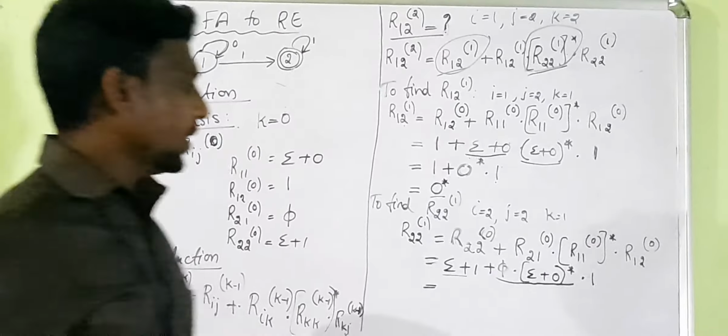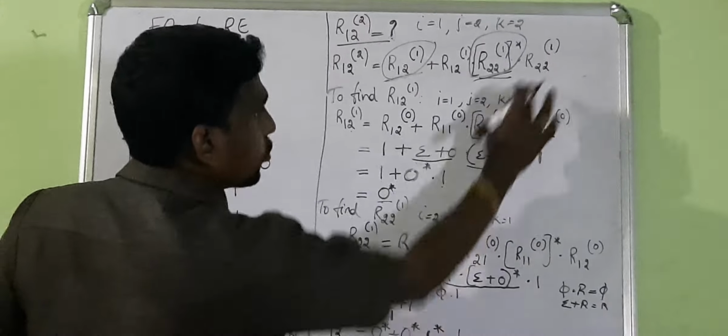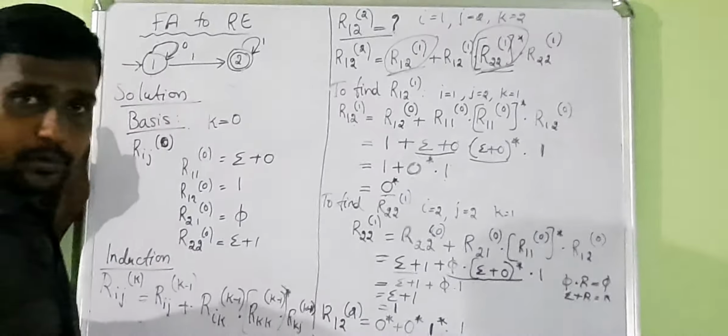Okay, r12 power 2 is equal to what is r12 power 1? That is 0 star. So 0 star plus r12 power 1, again 0 star. Okay, plus 0 star into r22 power 1 is 1. Okay, 1 star the whole star, r22 power 1 the whole star, into 1. r22 power 1 is 1. Can you apply? Can you understand?